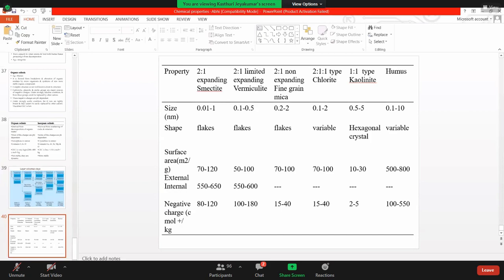Next class you all have to answer that question. Okay, the comparison between 2:1 expanding and 2:1 non-expanding. With the help of this chart, you can write the answer.